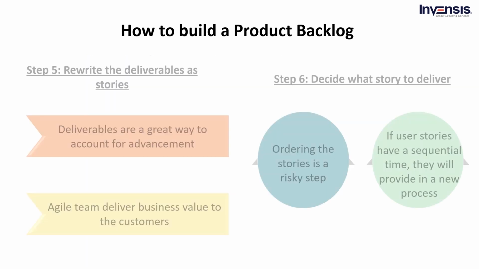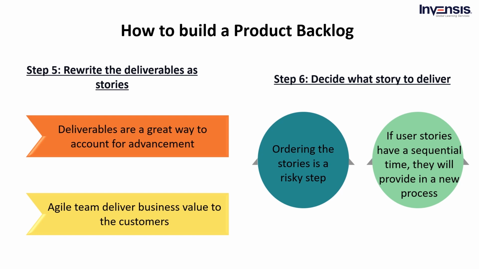Step 5. Rewrite the deliverables as stories. Chances are you have heard of user stories before. Why? Aren't deliverables good enough? Deliverables are a great way to account for advancement. However, user stories help the Agile team understand and deliver business value to the customers.